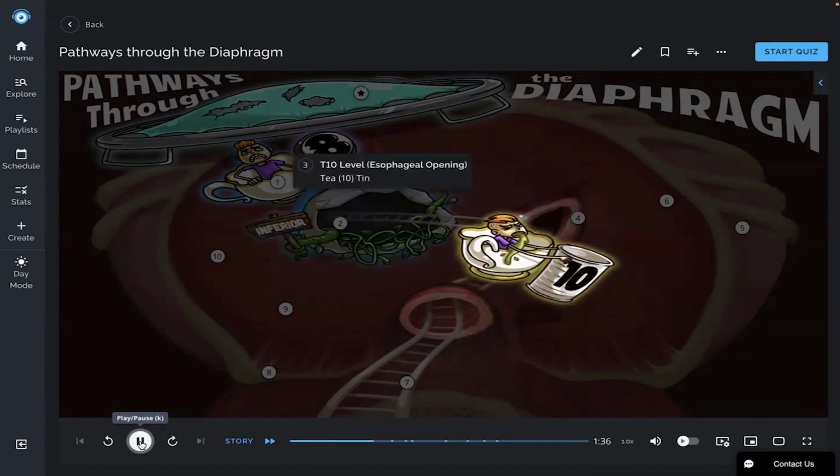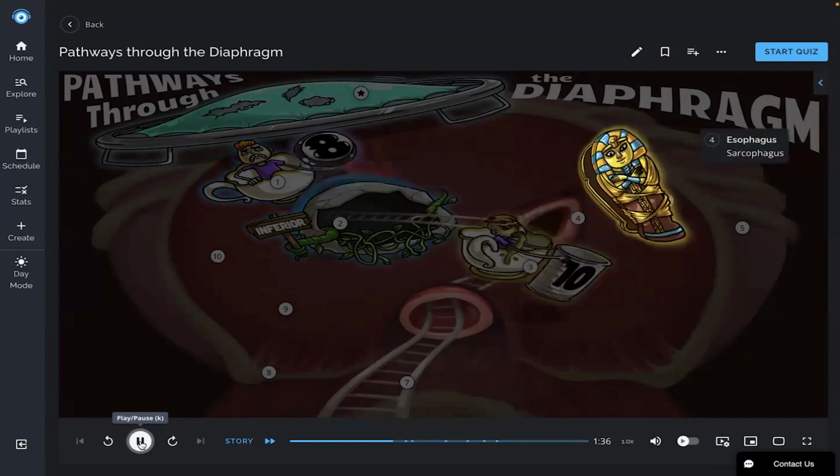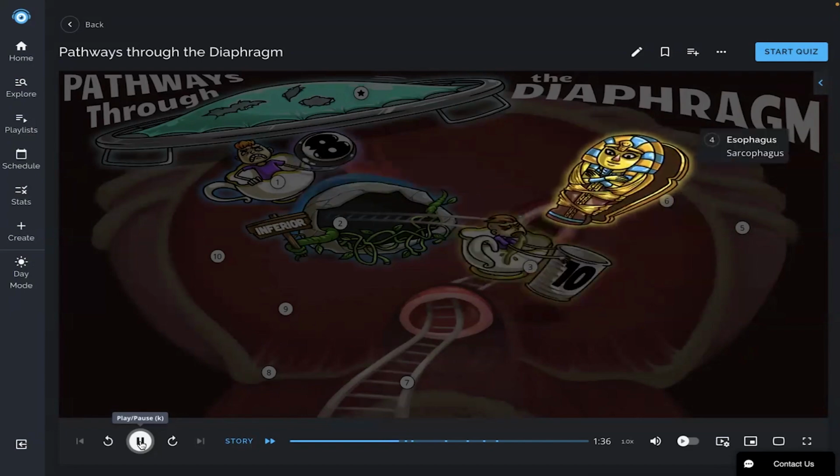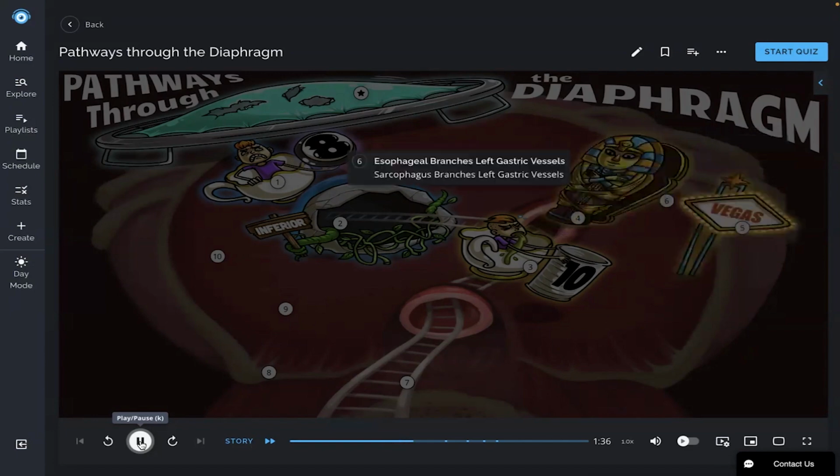The T10 level is where the esophageal opening of the diaphragm is, and is depicted in the image as the T10 tin. At this particular level, the esophagus, shown as the sarcophagus, vagus nerve, the vagus sign, and esophageal branches of the left gastric vessels pass through the diaphragm. The esophageal branches of the left gastric vessels are shown as the sarcophagus branches of the left gastric vessels.